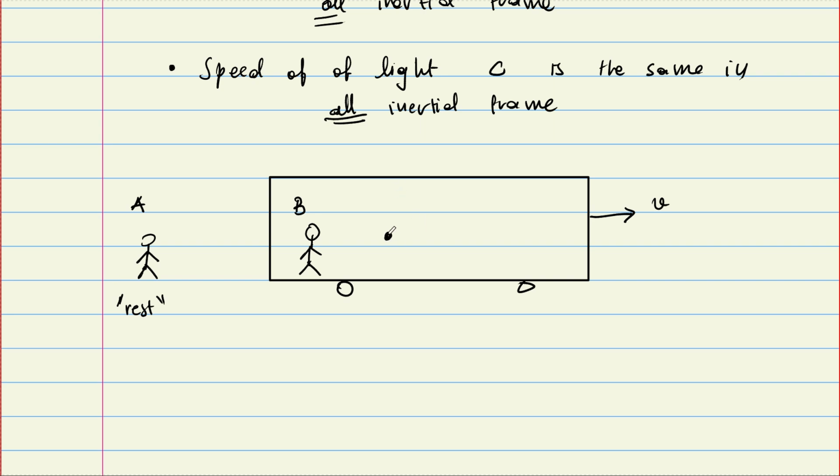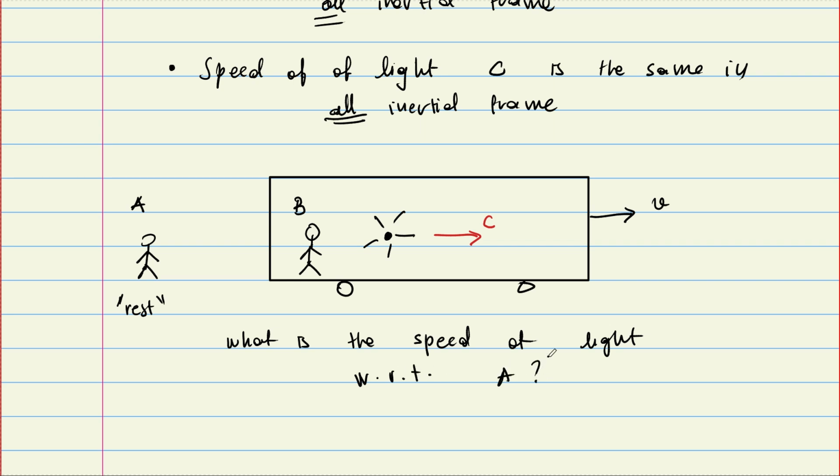Now suppose there is a light source inside the train, like a laser flashlight, and it shines in all directions. And this observer B can measure the speed of light. He or she is going to find the speed to be c, right? In her or his frame, the speed of light is the speed of light. What else can he or she find? But now, according to A, the question is, what is the speed of this light with respect to A? What does A see?